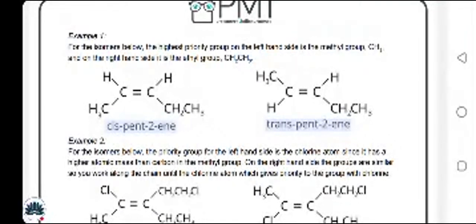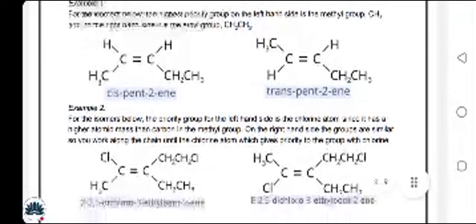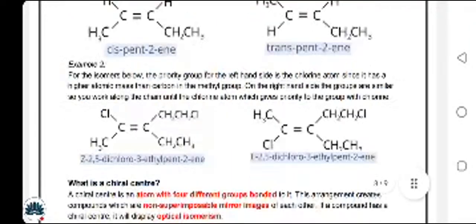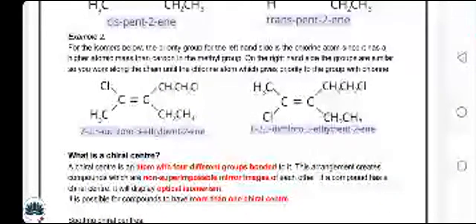Okay. Example number 2. For the isomer below, the priority group for the left hand side is the chlorine atom since it has a higher atomic mass than the carbon in the methyl group. Alright. On the right hand side, the groups are similar, so you work along the chain until the chlorine atom, which gives priority to the group with chlorine. Alright. So now you can just determine it.